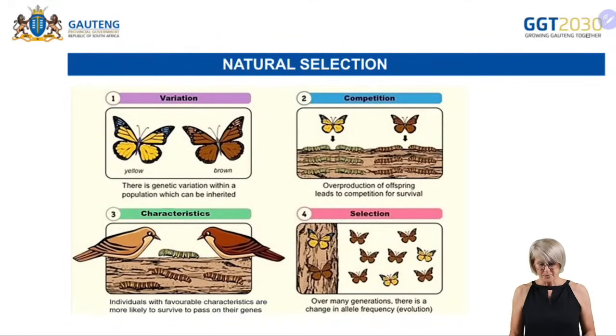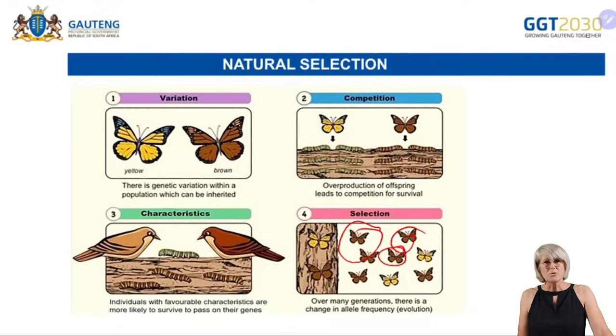Natural selection has 3 or 4 points. Firstly, there must be variation within the population, so we have different forms. Then lots of offspring are produced, and there's competition between those offspring. Those with the favorable characteristic will be selected, or they will survive, and that is why, as time goes on, the population changes and we see more of the organisms with the favorable characteristic than those that don't have it.